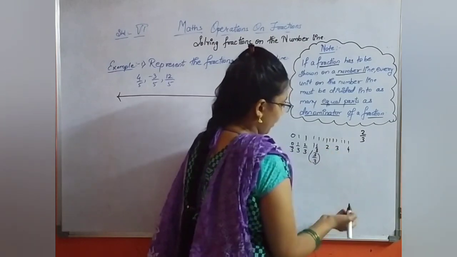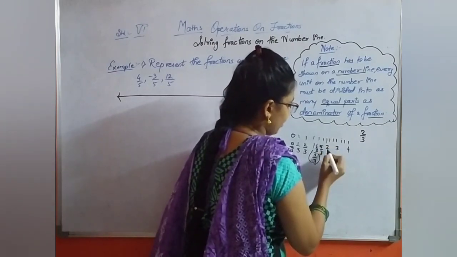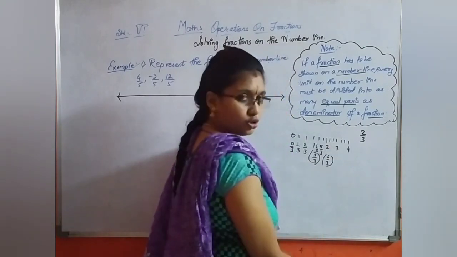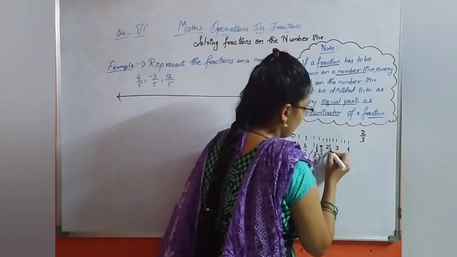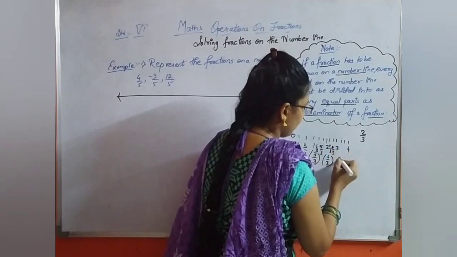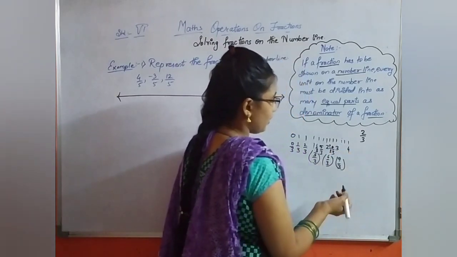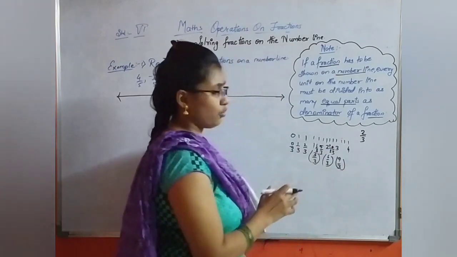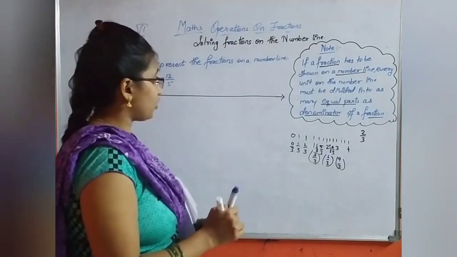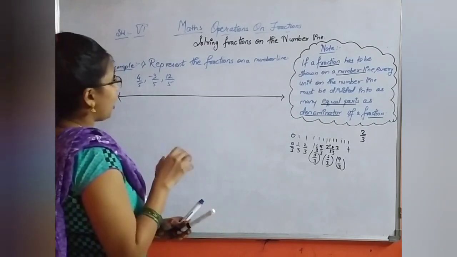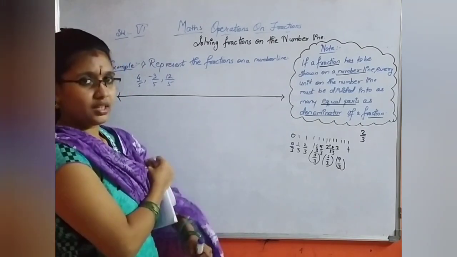After 3 by 3, 4 by 3, 5 by 3, 6 by 3. 6 divided by 3 is 2. Then 7 by 3, 8 by 3, 9 by 3. 3 threes are 9, so I get the answer as 3. So this way we have to do it. Now I will teach you the same in the number line form. Listen to understand how to plot these fractions on the number line.